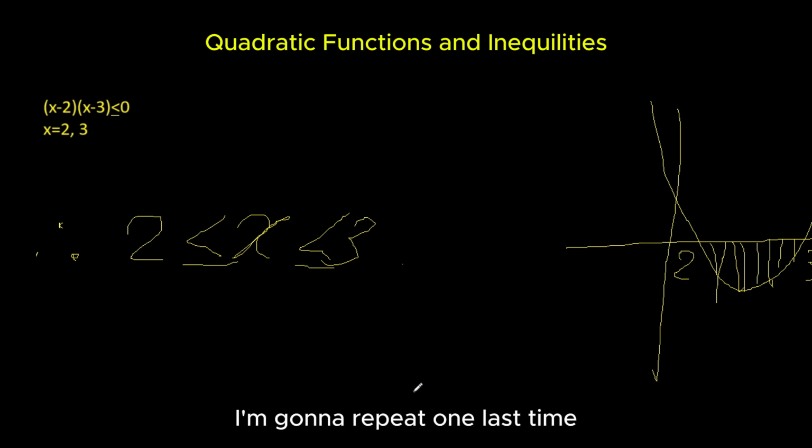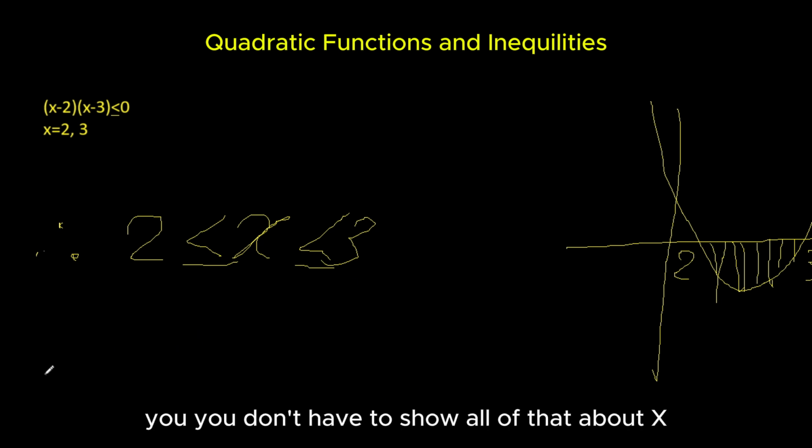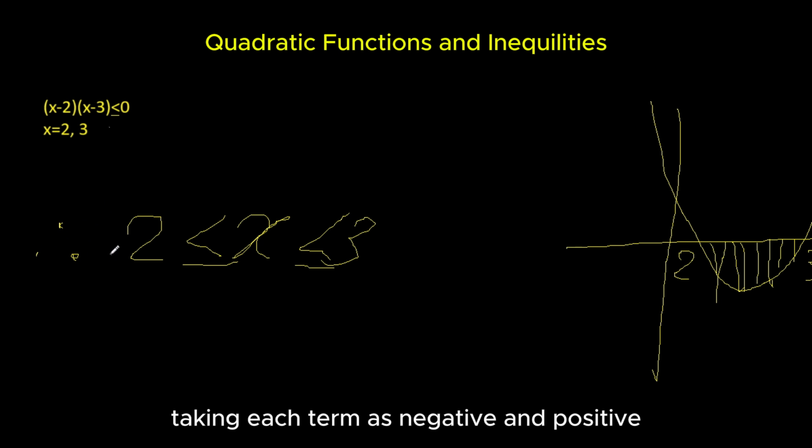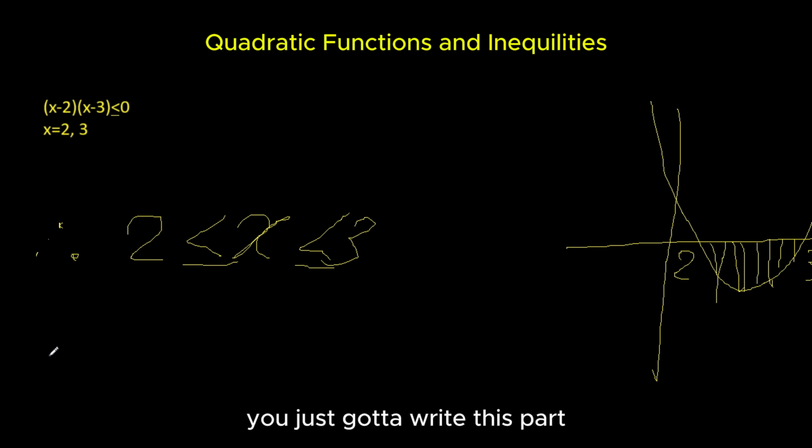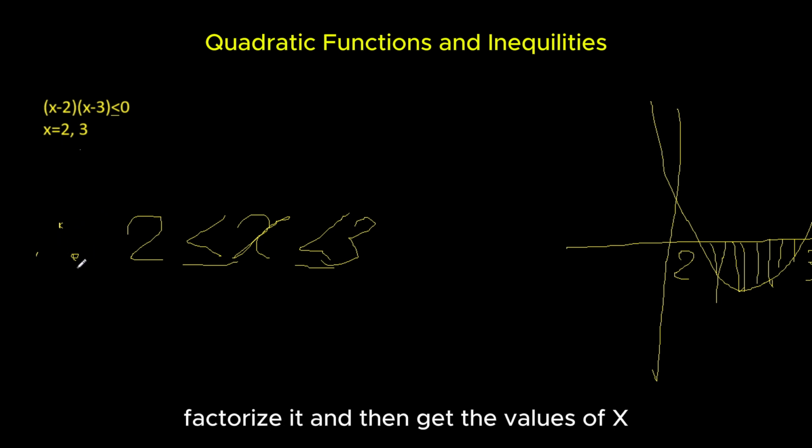I'm gonna repeat one last time. You don't have to show all of that about x, taking each term as negative and positive and then simplifying in order to get the ranges. You just gotta write this part. And if it's not already factored, then you gotta middle term factorize it and then get the values of x.